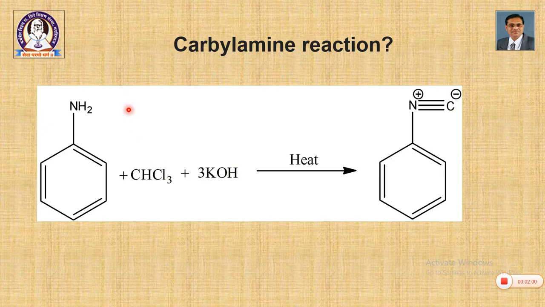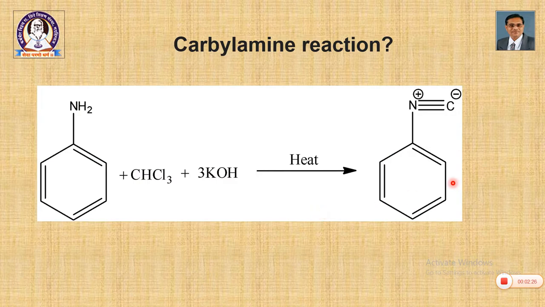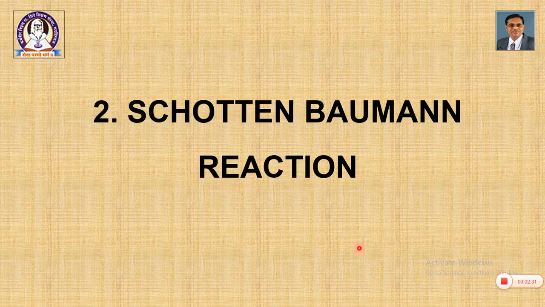So, this is the general reaction. You have primary amine, aniline, this is chloroform, CHCl3, this is thrice KOH, that is alcoholic potassium hydroxide. When these are heated together, we get the carbylamine, the corresponding product which we call isocyanide. It has an NC group in the structure. Then let us come to the second reaction.